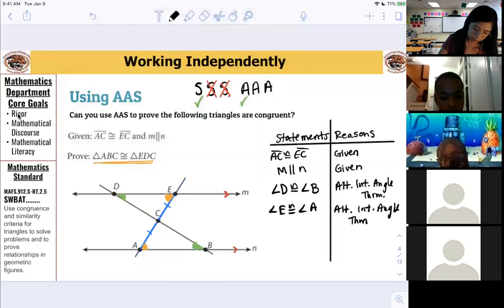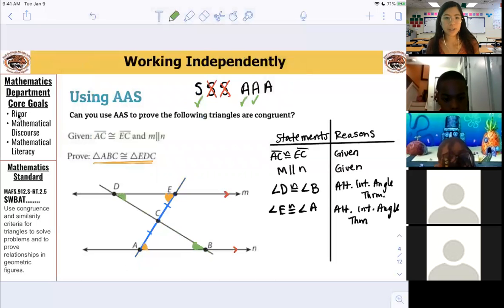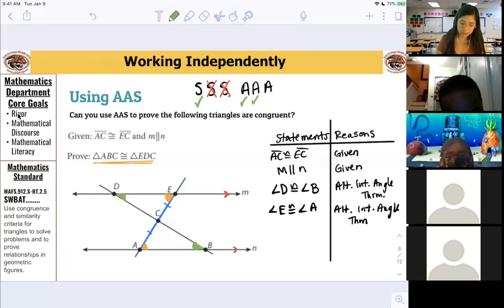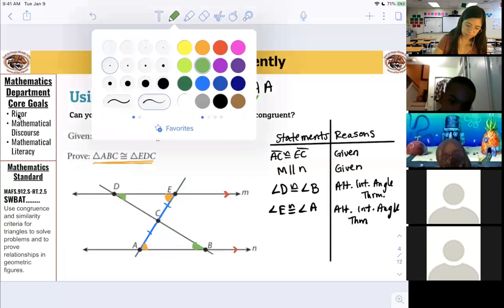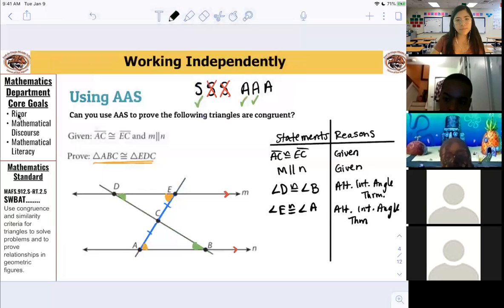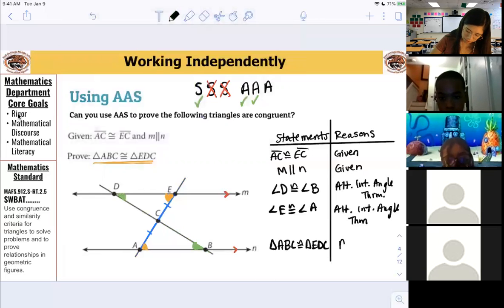Cool. So I have a side and I have two angles. Now let's check if that's enough information. Is this AAS? Yes, it is. So now what can I say about the two triangles? They are congruent. So let's go ahead and write that down. So triangle ABC is congruent to triangle EDC by the AAS theorem.